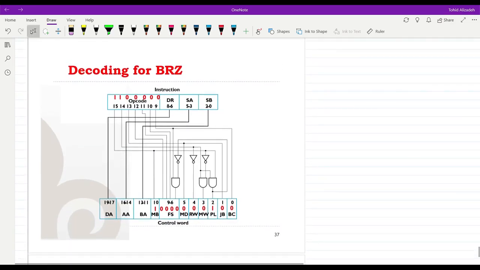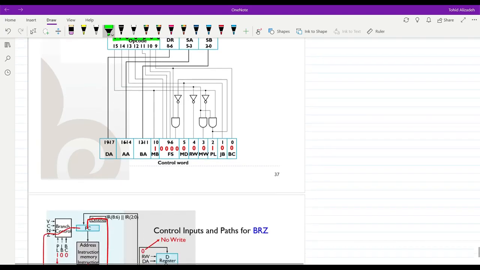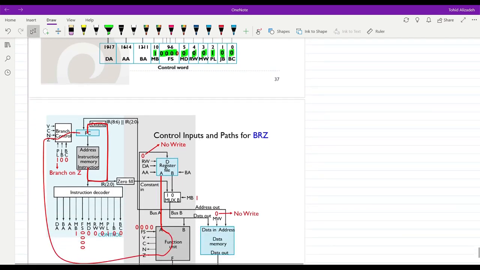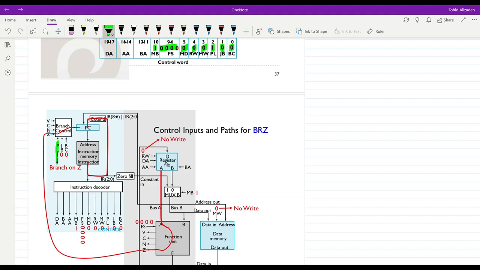The last instruction to consider is the branch on 0, BRZ. The OP code for it is 1100000, and you can see the control word over here. ME is equal to 1, FS is all zeros, MD is 0, MW, RW are 0. Now PL is equal to 1, and JB and BC are 0 and 0. Okay. PL is equal to 1, it is over here. So we will have a branch on 0.